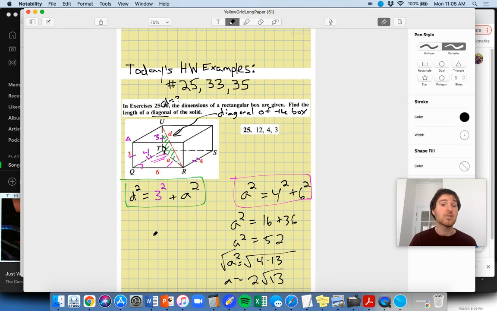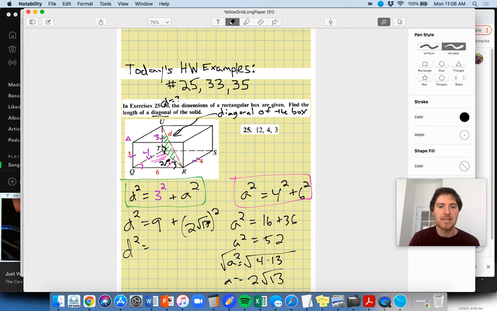A is 2 root 13, so we can use this formula, okay? Again, this is the green triangle right here. What do we know about the hypotenuse? Well, we don't know anything yet. That's D squared. What do we know about the legs? Well, it's 3. And instead of A here, we just solve for A. It's 2 root 13. So 3 squared is 9. And we're going to do plus A squared. And we substitute in the value of A, 2 root 13, that's being squared.